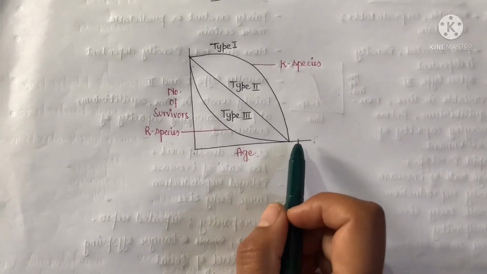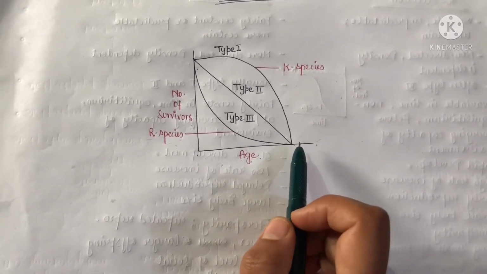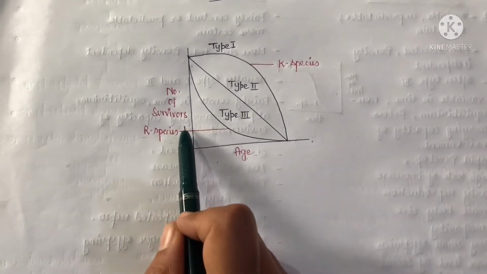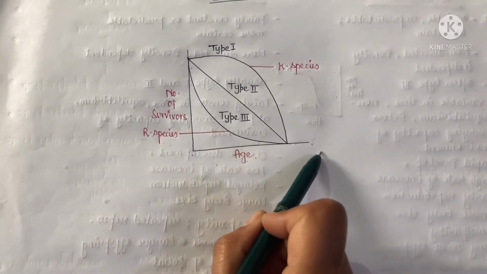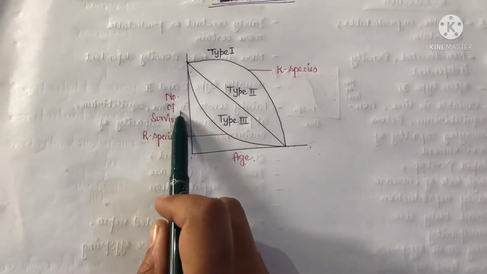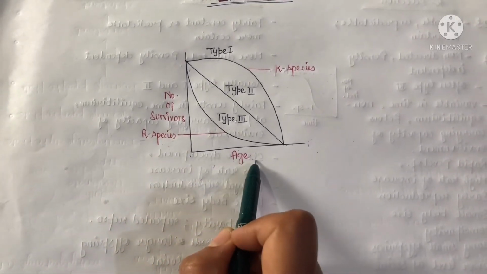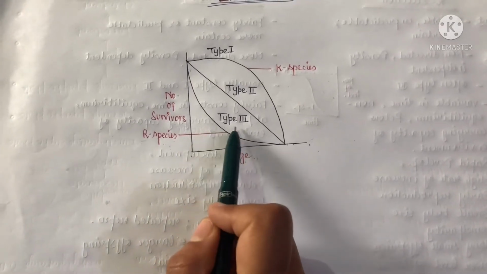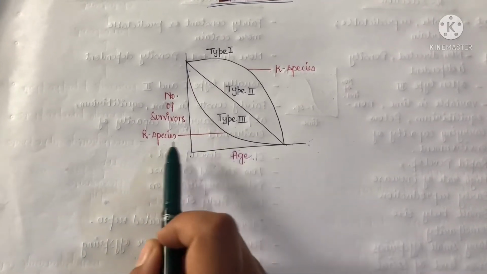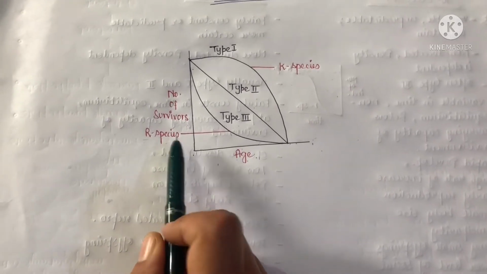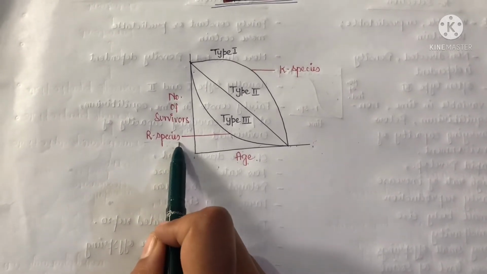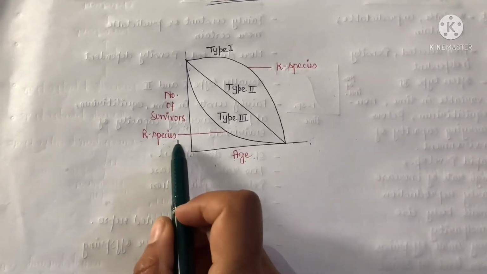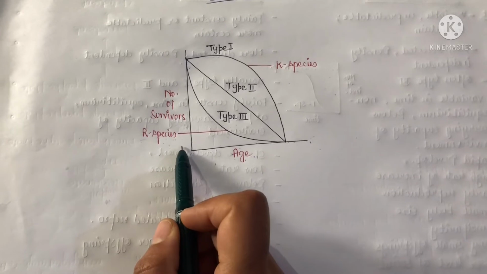So here are the 3 survivorship curves, which fall under R and K species, right? So here is the x-axis and here is the y-axis. The x-axis includes the number of survivors. On the other hand, the y-axis includes the age variant, right? So what happened in the case of the type 3 curve, which includes R species? As we already know, R species reproduce enormously, right?